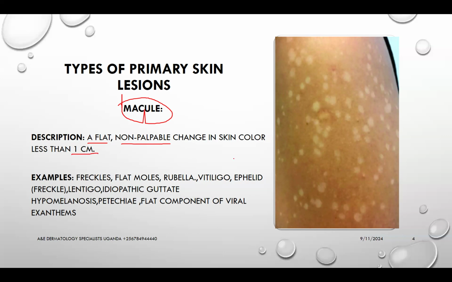Examples of these include freckles and vitiligo. It can give you this color change on the skin that you cannot palpate and feel. When you touch the skin it is very smooth, but your eyes are able to visualize that there is a color change. If it is less than 1 centimeter, we call that a macule.